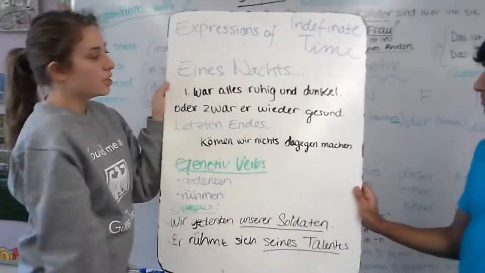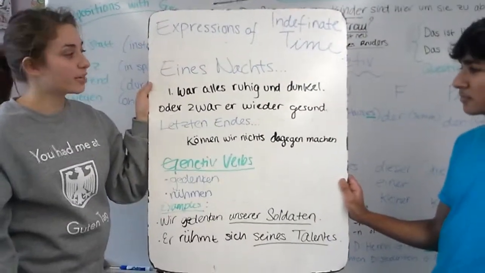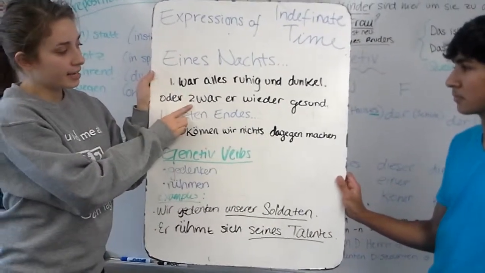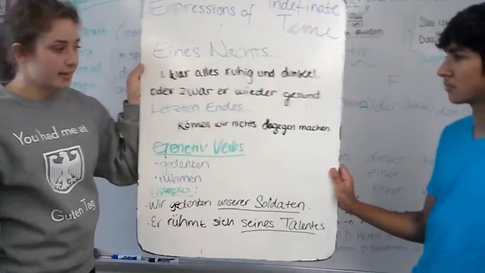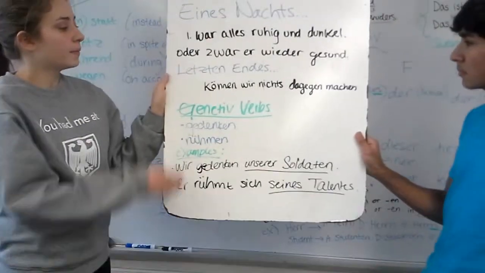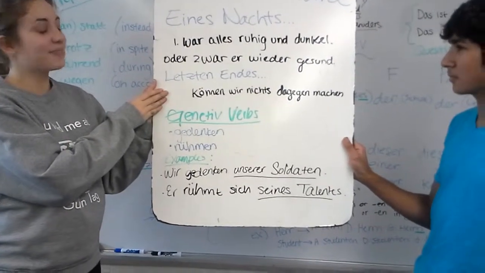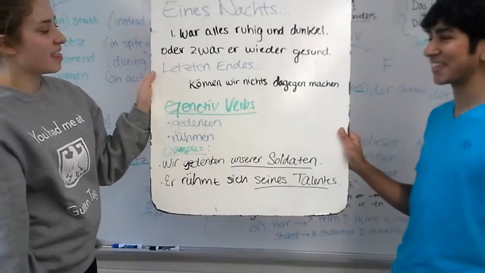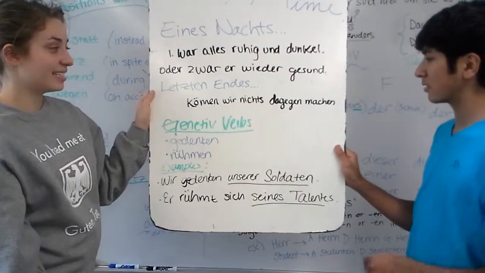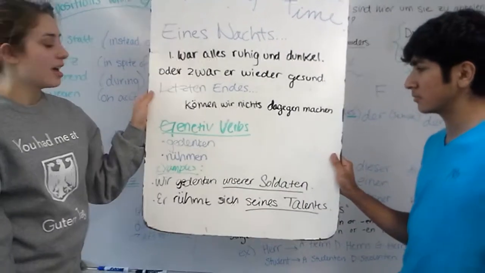Eines Nachts war alles ruhig und dunkel. This sounds like the beginning of a story, which you could use when writing stories in German. Also, you could use it in a different context. Eines Nachts war er wieder gesund. One night he was healthy again. So that's referring to when you just want to make a general statement. The other example, letzten Endes, which means after all. We have an example here that says, Letzten Endes können wir nichts dagegen machen. So it means after all, we couldn't do anything about it.